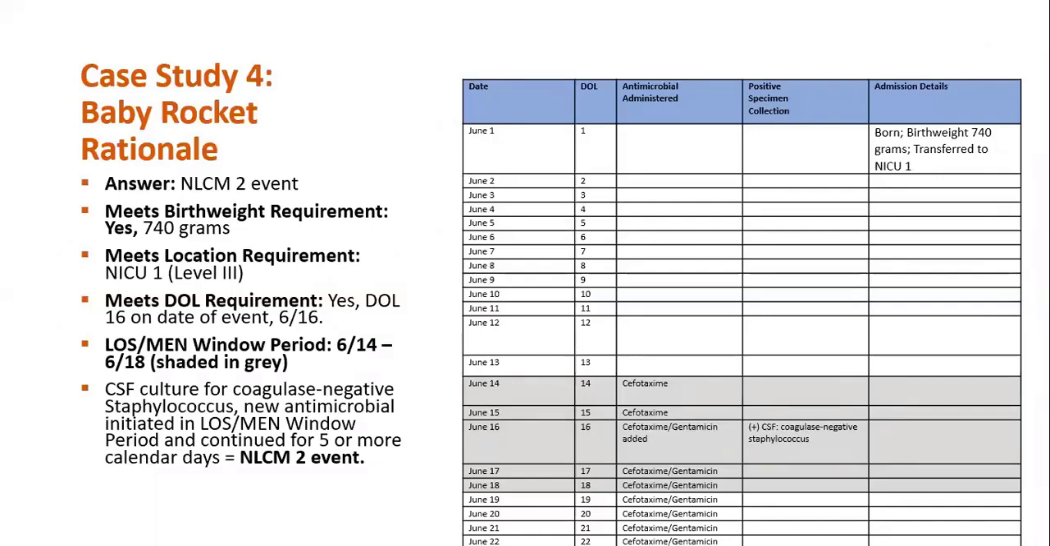The answer is yes. An NLCM2 event was identified. Baby Rocket met the birth weight, the location, and day of life requirement. The coagulase negative cerebrospinal fluid culture creates a 6/14 to 6/18 late onset sepsis meningitis window period, and at least one new antimicrobial was initiated in the late onset sepsis meningitis window period and continued for 5 or more days. As a result, an NLCM2 was met.